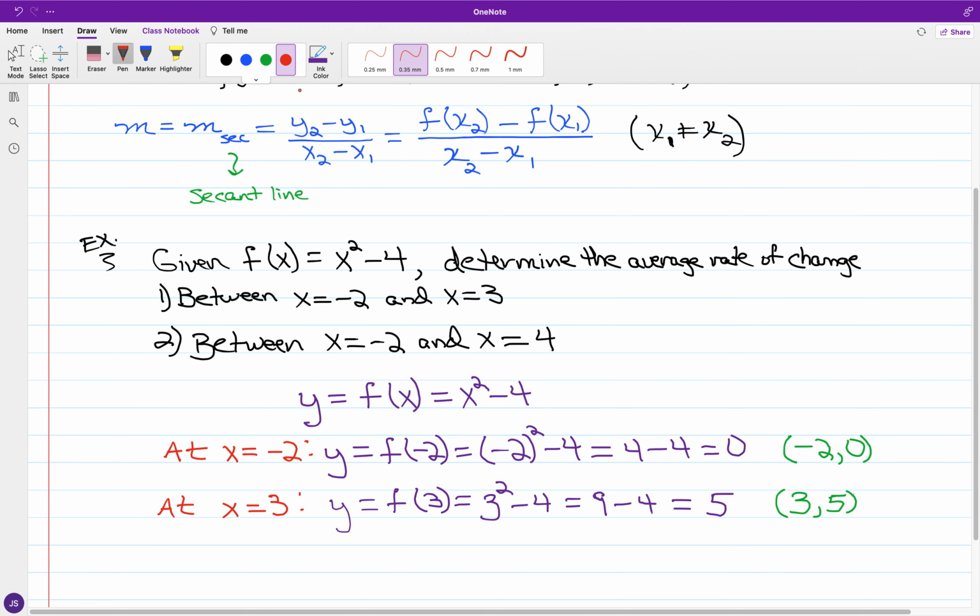And we can go ahead and obtain the y value whenever x is at 4. So y is equal to f of 4. Okay. And so we have 4 squared, which is 16, and take away 4, and that is equal to 12. So we have, as a point, (4, 12).